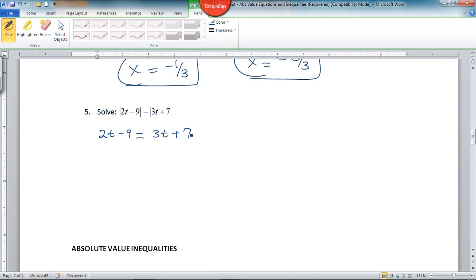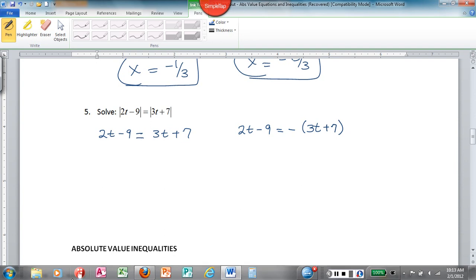Now in the second equation, 2t minus 9, I need to do the negative of the second expression. I need to do the negative of the 3t plus 7. Well, let's write that this way: the negative of 3t plus 7. I write it that way because I'm going to have to do a little distributing of my negative, but we'll get to that momentarily. All right, let's solve these two equations.